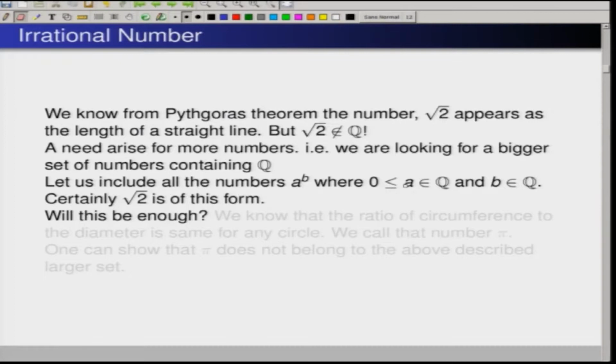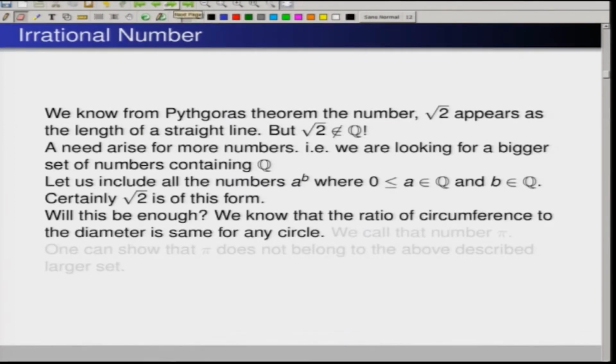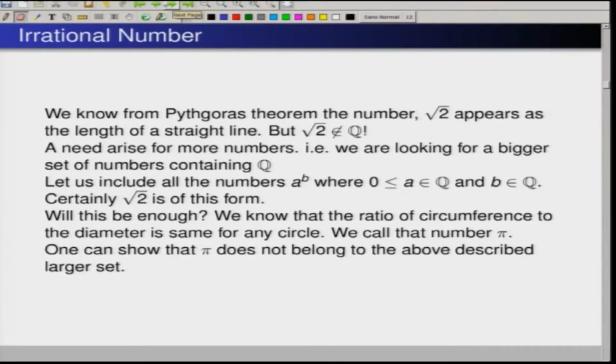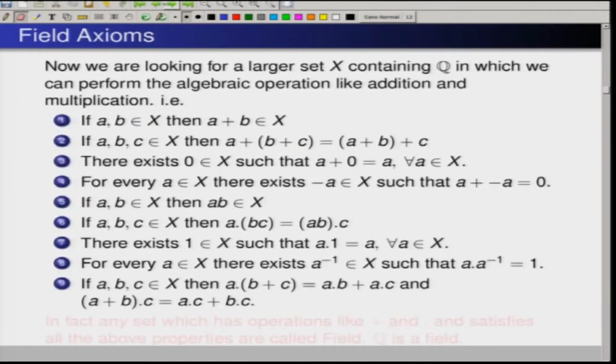Will it be enough? What we have seen is that if I take any circle, then irrespective of the size of the circle, if one divides the circumference by the diameter, that is going to be a constant, and we call this number pi. One can show that pi does not belong to the form a to the power b. So, what is the number we are looking for?